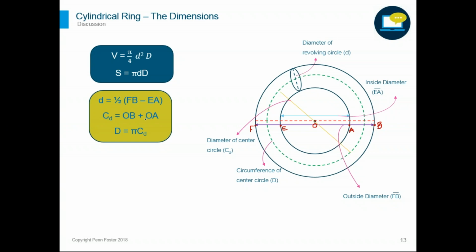The diameter of the center circle is the sum of the inside and outside radii. So if I have the inside and outside diameters, I can take half of each, and that will give me the inside and outside radii, add them, and that will give you the yellow dimension, the diameter of the center circle. And remember, the diameter of the center circle is not something that I use in the formulas up there, but it's an intermediate step that I need in order to find the capital D, the circumference of the center circle, which is needed for the surface area and the volume formula.